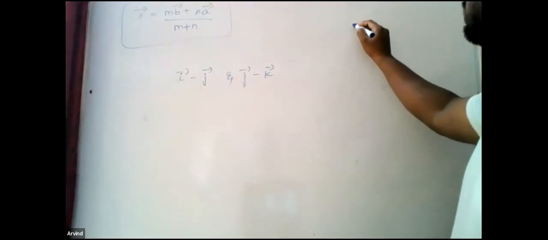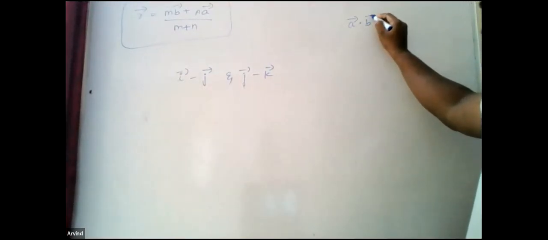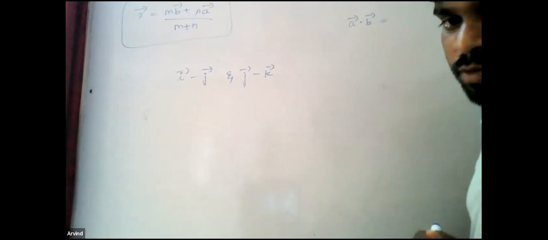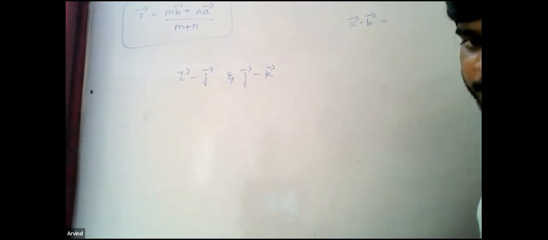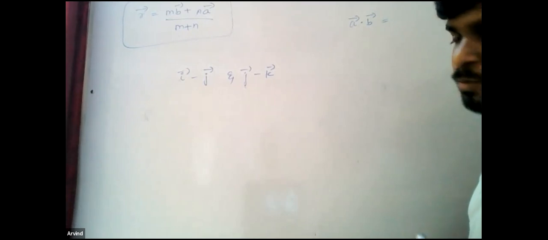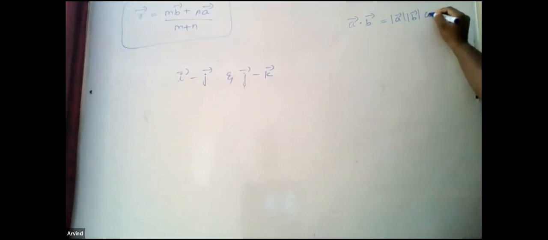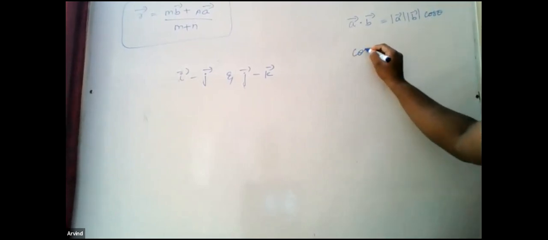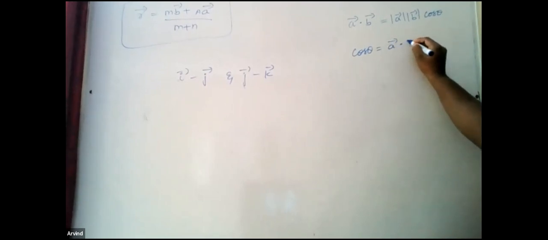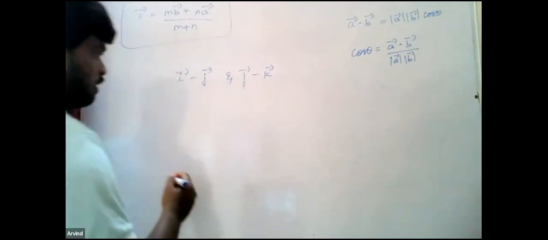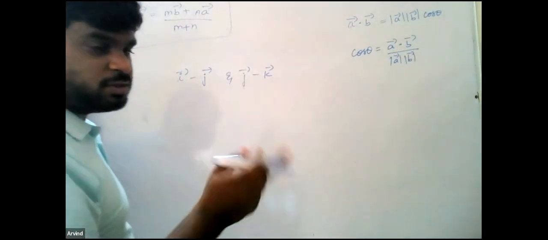So what is dot product defined as? Vector A dot vector B is given by mod A mod B into cos theta. Therefore, cos theta will become A dot B divided by mod A mod B. So that will be the formula. So here A dot B, you know A dot B, right? You have to multiply I with I, J with J, K with K.